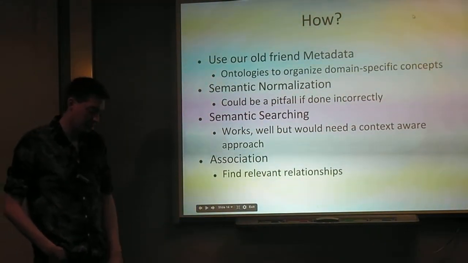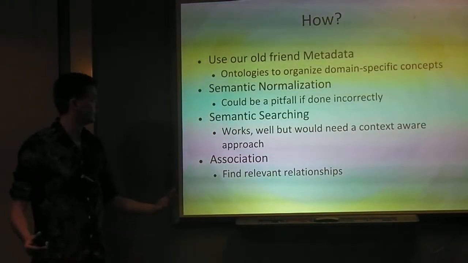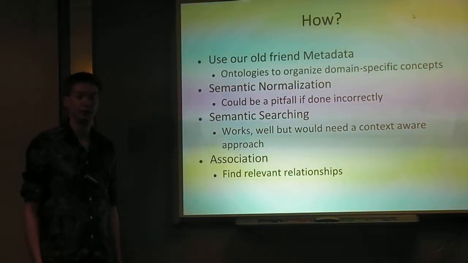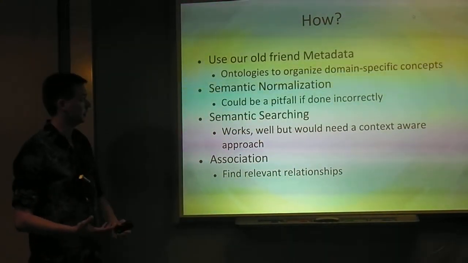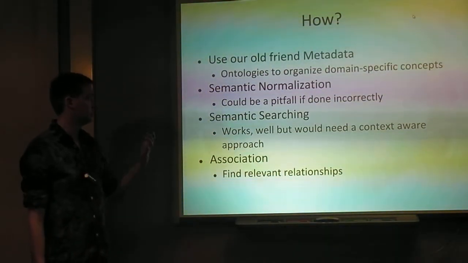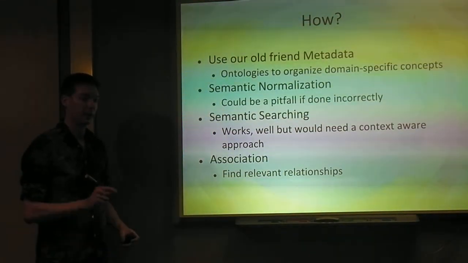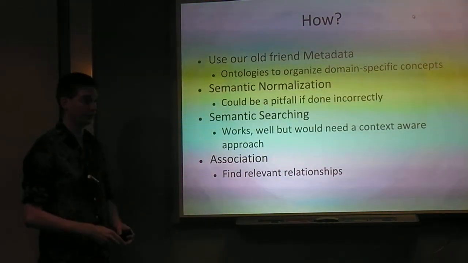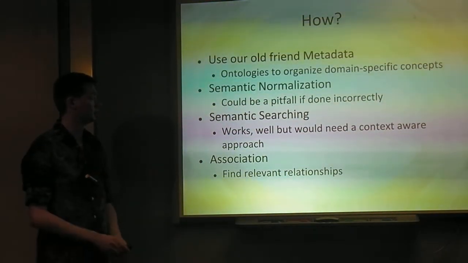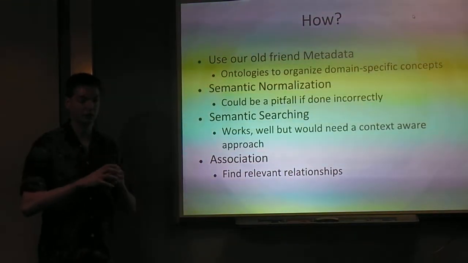So, the question is, how do you put all this data together? This is our old friend metadata. Get ontologies, organize the domain-specific concepts, scan the metadata, and pull out the important parts, the contextual parts we need. Now, after you get all that information, it looks normalized. If you're going to destroy your semantic database, this is the spot where it's going to fall apart, because if you don't normalize your data correctly, your whole semantic design could just be shattered.